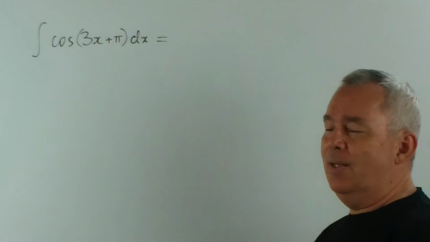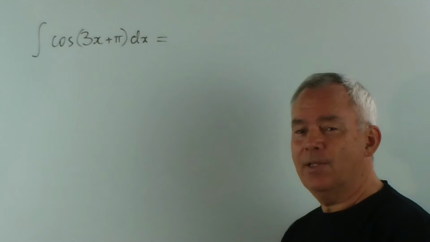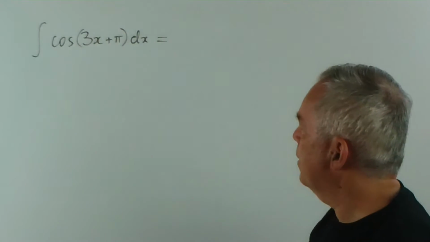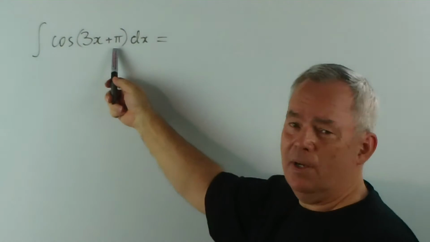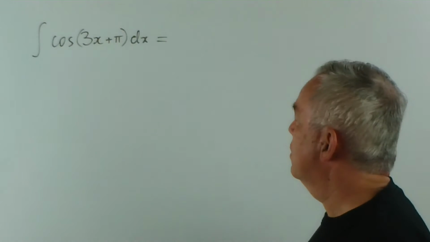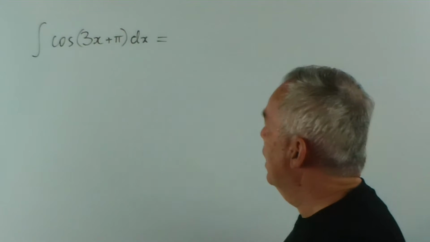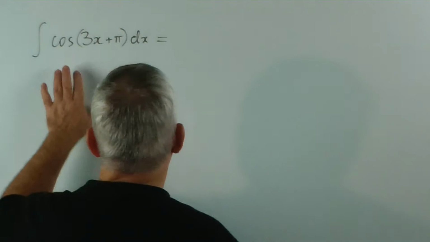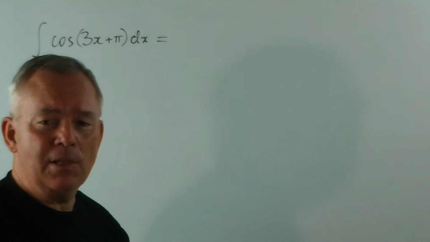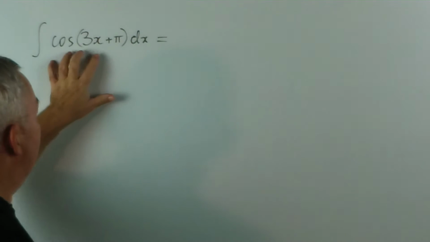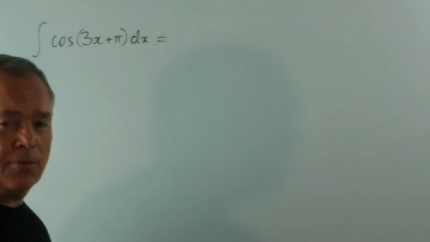G'day. Another trig function for us to integrate. This time, the cosine of 3x plus pi. Remembering, of course, that pi is just a number. It's not a function, there's nothing strange about it, it's just a number. And we would know that if we just integrate the cosine, we get sine, because the derivative of sine is cosine. So we expect a very simple structure for our answer.